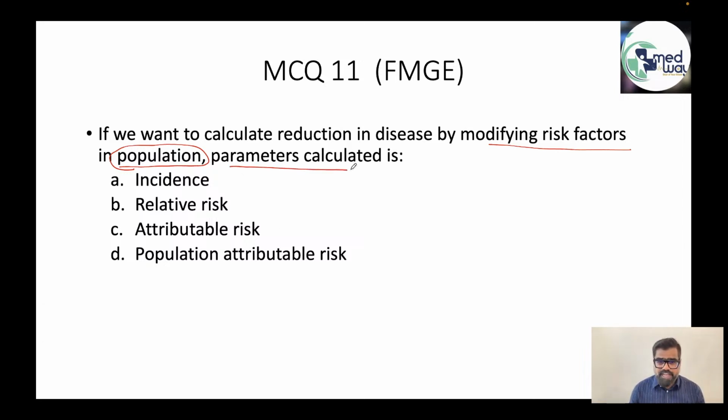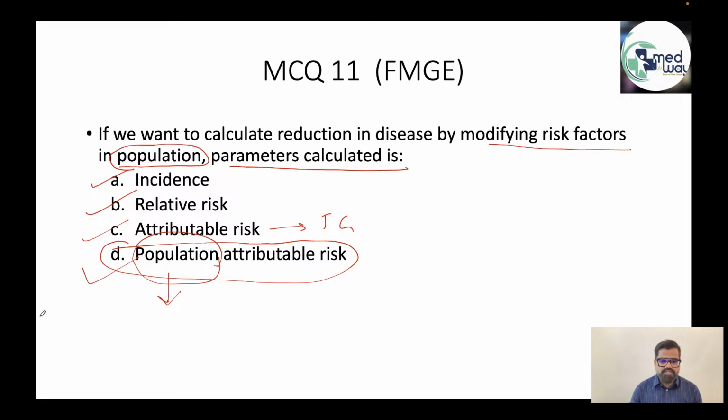Which parameter can be calculated? Which is the best one? Now, based on the previous discussion, the answer should be population attributable risk, because this helps to solve the problem of the entire population. This is incidence, this is relative risk, attributable risk. This is only focused on the exposed group, but this focuses on the entire population. So my answer goes to D.